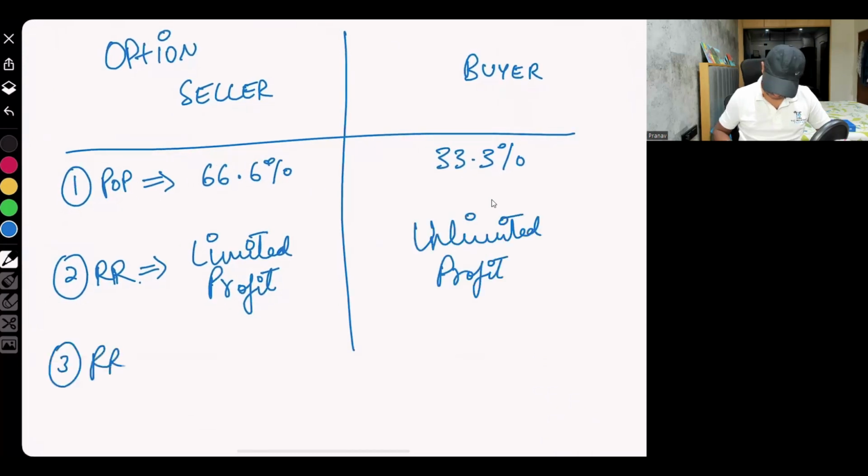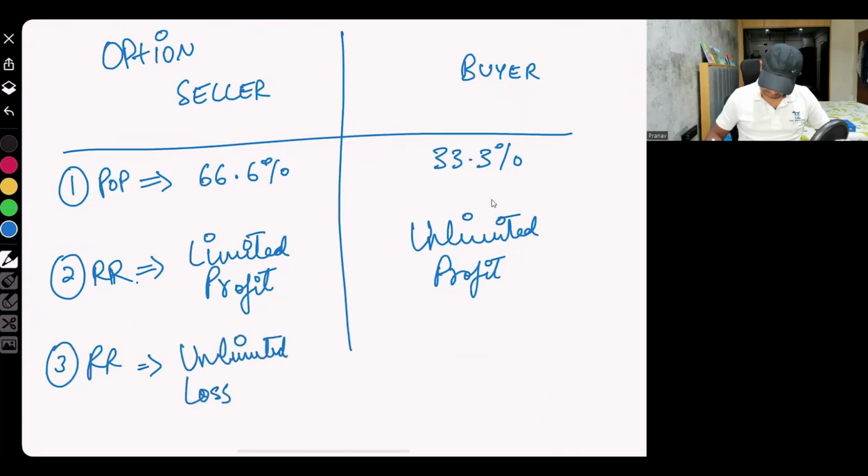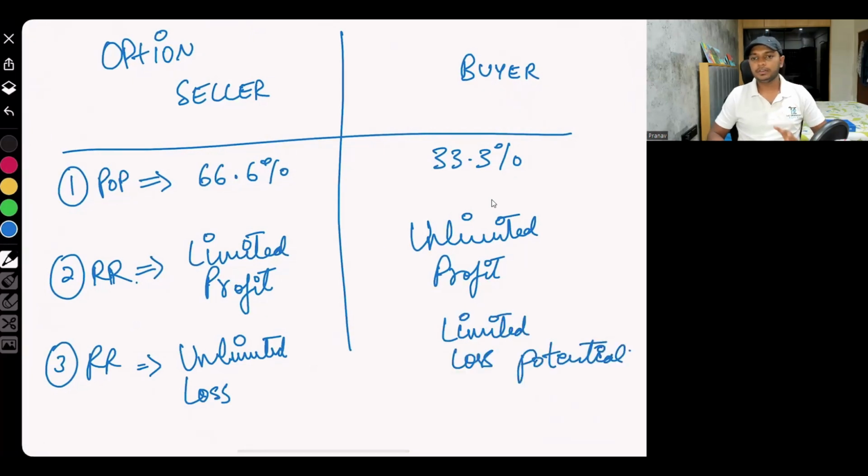Third is again risk to reward. He has unlimited loss potential, whereas the option buyer has limited loss potential. So hope you understood what exactly are the pros and cons of being an option seller as well as an option buyer.